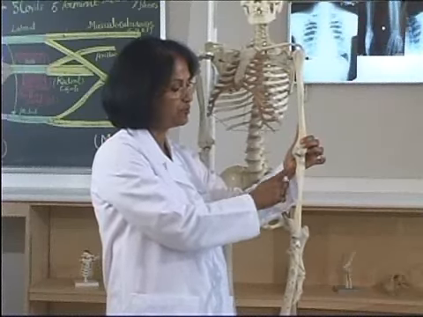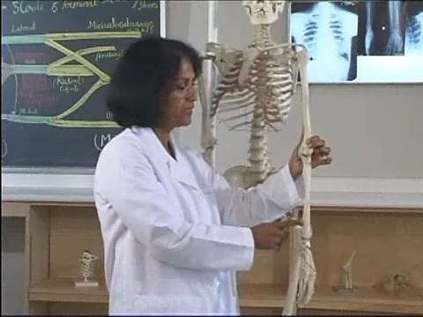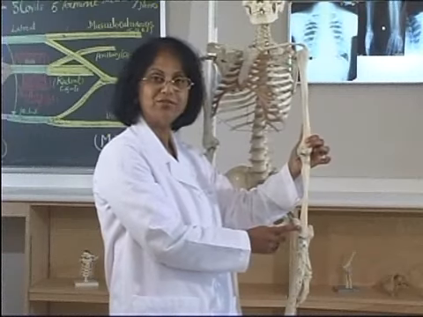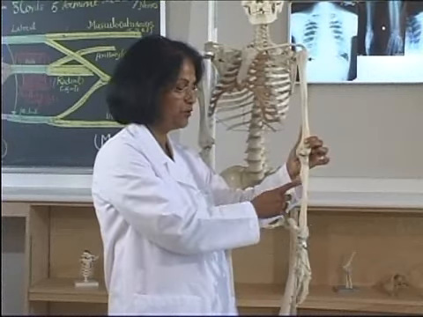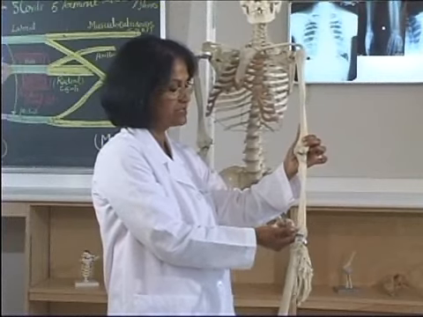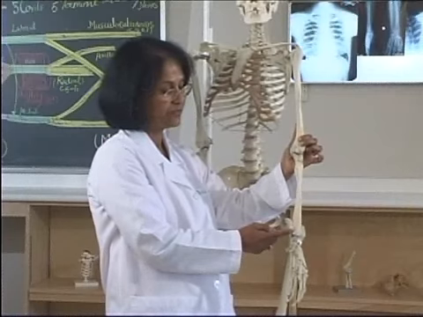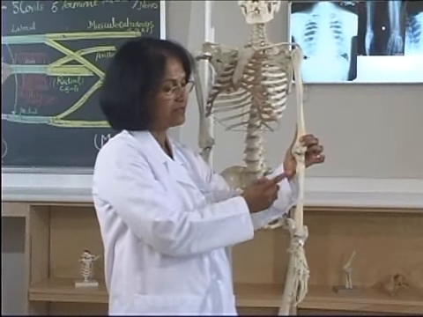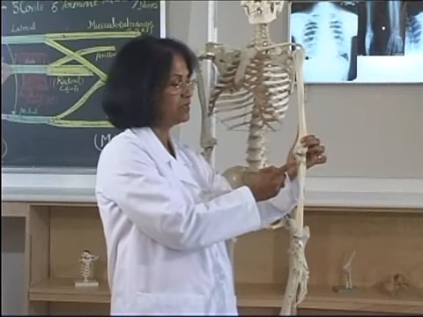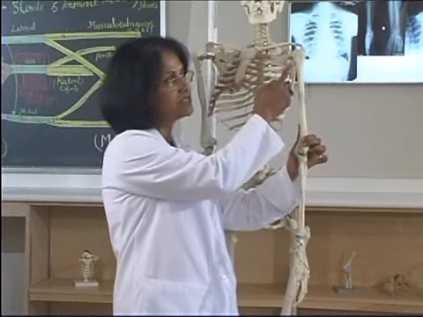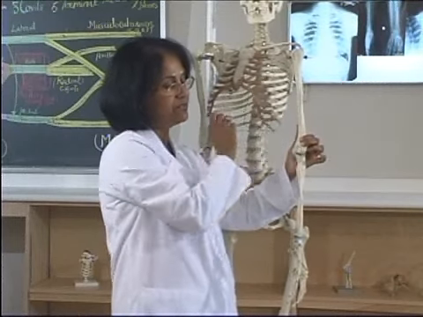Ulna is the medial bone of the forearm. Something different about this bone: the head of this long bone lies distally. We have seen previously in the radius, the head lies proximally. In the humerus, the head lies again proximally.